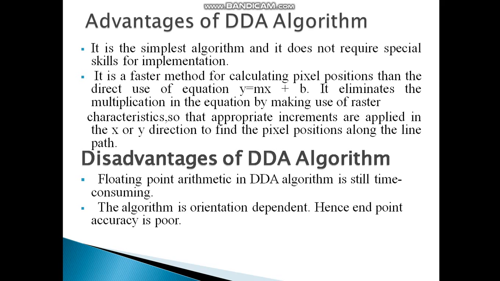Then the next example, you solve it. The coordinates are x1 is equal to 2, x2 is equal to 5, y1 is equal to 2 and y2 is equal to 2. So you solve this example and find the pixels.